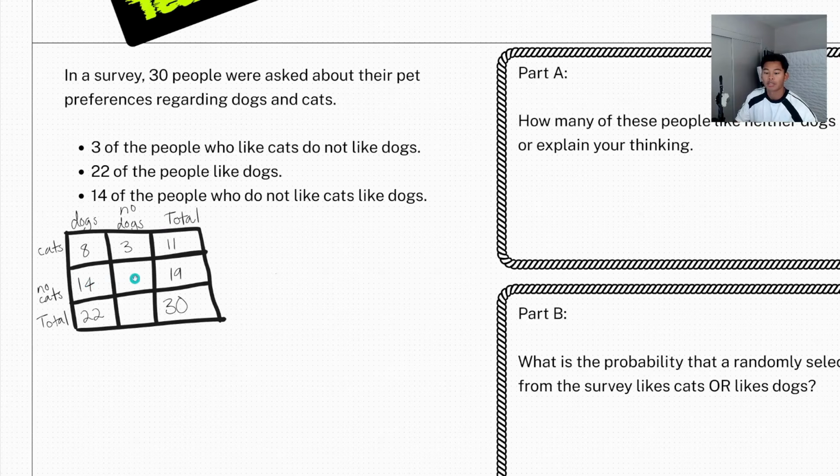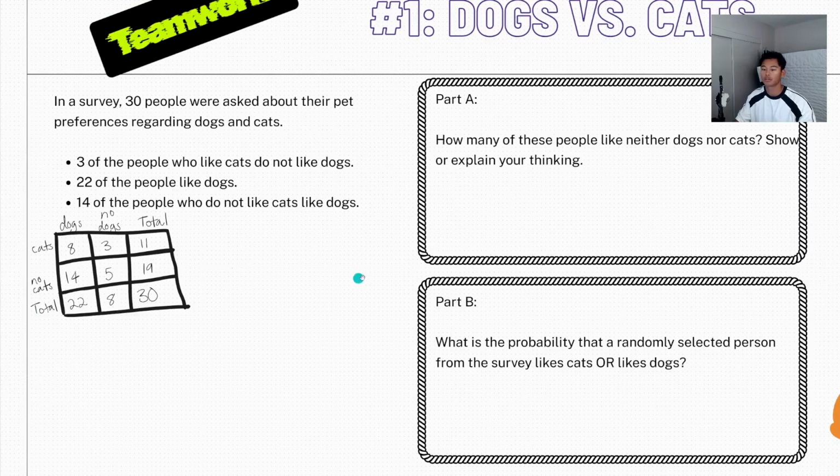I know that 14 plus something is going to be 19. Well, that has to be 5. And then lastly, oh, for some reason it's not updating. There we go. 3 plus 5 is going to be 8. And then I can verify that that is true because 22 plus 8 is 30. Okay, now that we have this whole table set up, we can go to these questions.